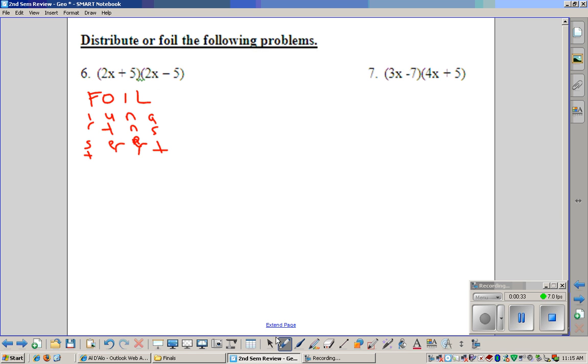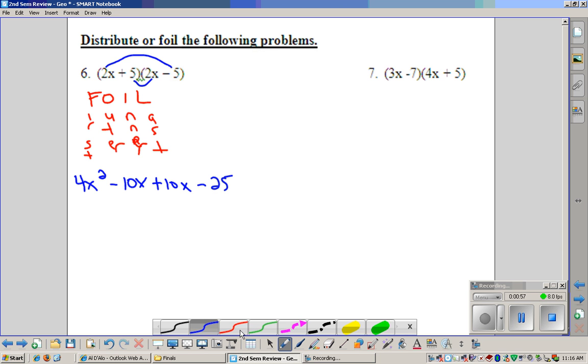That's 2x times 2x. You get 4x squared. Multiply the outside numbers. That would be these two numbers. Multiply those two numbers together, the outside number, you get negative 10x. Multiply the inside numbers together, and you get positive 10x. Multiply the last numbers together, the 5 and the negative 5. 5 times negative 5, you get negative 25.